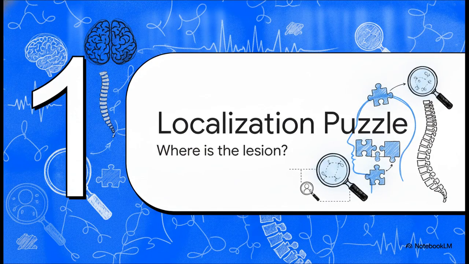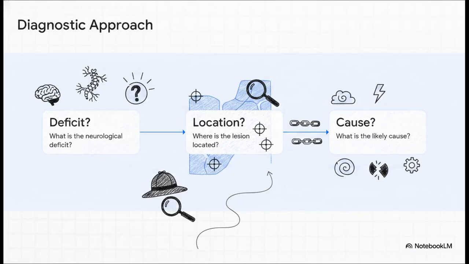All right, let's jump right into Section 1, the neurological localization puzzle. The absolute golden rule here is that we have to deduce exactly where a lesion is located using just the history and exam, way before the patient ever rolls into radiology. Okay, let's dive into how we actually do this.